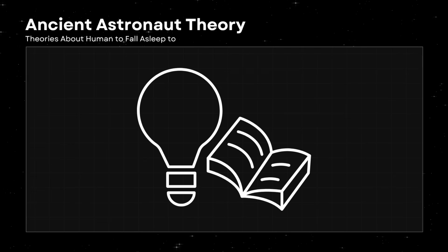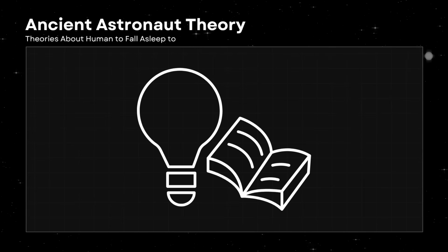Skeptics warn that the theory can lead to wrong conclusions. They say it may ignore the skill and creativity of ancient people. It may also spread ideas without enough evidence. In some cases, it may even reflect bias, assuming that early cultures couldn't build or invent things without outside help. This view, critics say, can take away from the real achievements of early humans.